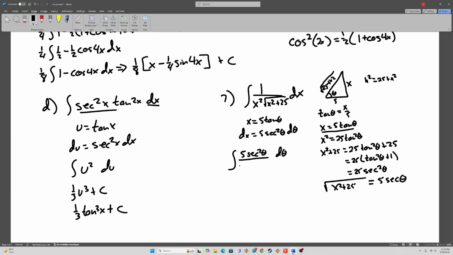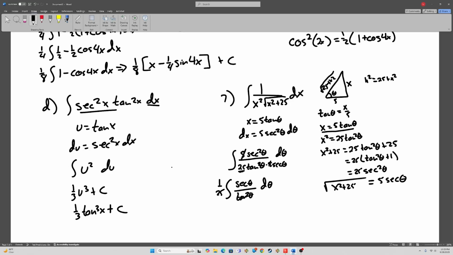X is 5 tangent theta, so x squared is 25 tangent squared theta. And then the square root of x squared plus 25 is 5 secant of theta. So the 5's cancel out, and one of the secants cancels out. So we end up with 1/25, factoring that out of the integral. And then the secants cancel, so we're left with secant of theta over tangent squared theta d theta.